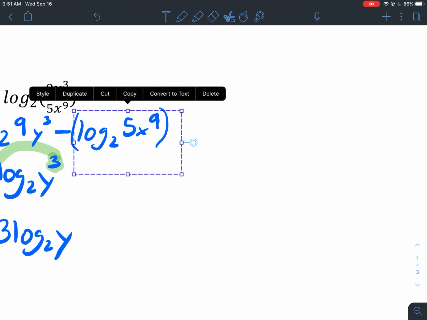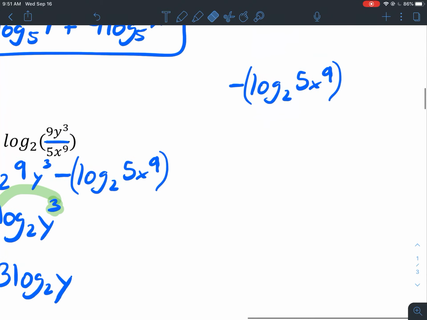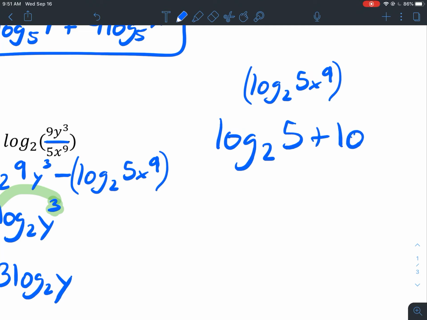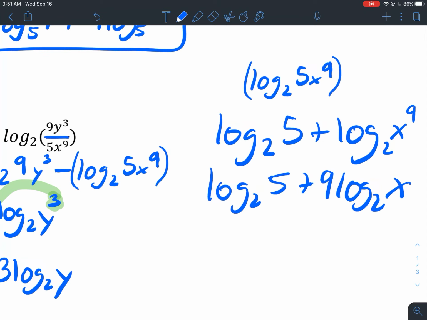It's kind of a lot, so I'm going to do it here, and then we'll rewrite it over there. Let's simplify this guy. I'm going to get rid of the negative right now. So we can split this up as log base 2 of 5 plus log base 2 of x to the 9th. And then we can bring that 9 out in front, so we get log base 2 of 5 plus 9 log base 2 of x.